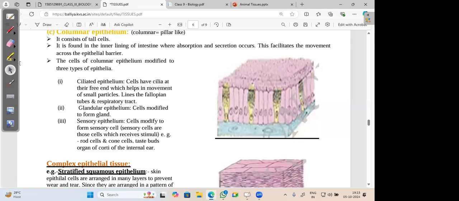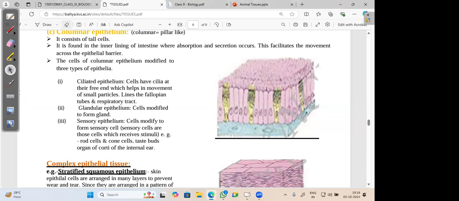The columnar epithelium can be either ciliated epithelium, or glandular epithelium, or sensory epithelium. The ciliated epithelium, as the name suggests, has the presence of cilia. Cilia means hair-like structures are present on its surface. So here you can see some hair-like structures. If they are present, they will be called ciliated epithelium. At some places, they will be performing secretory functions, so they will be called glandular epithelium. At some places, they will be performing sensory function.